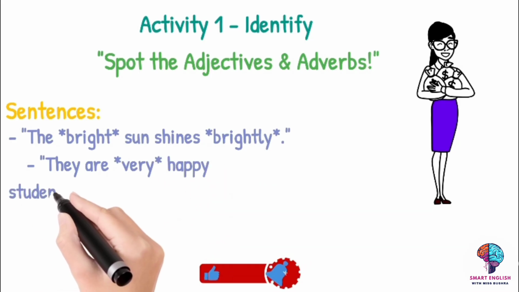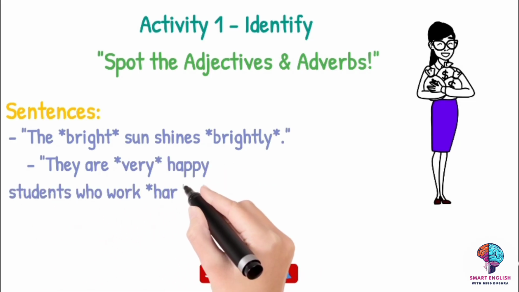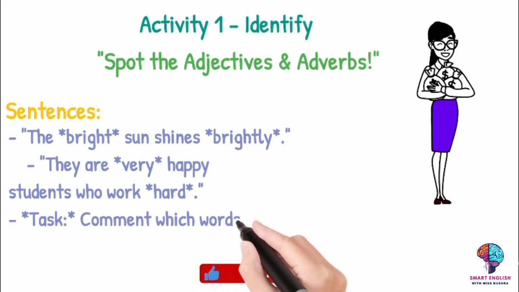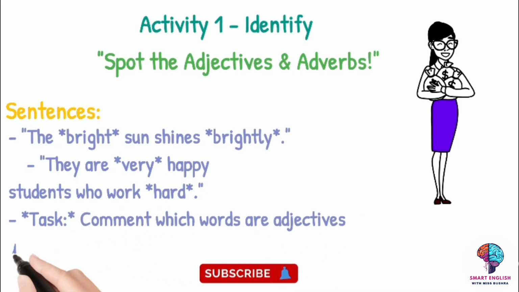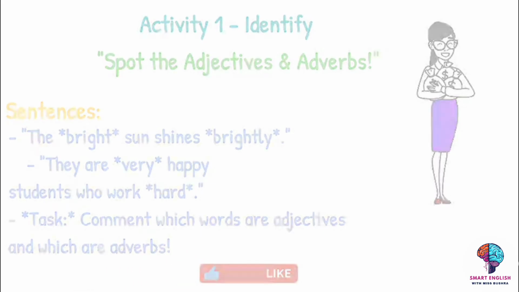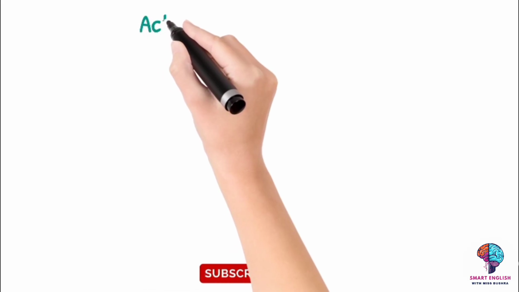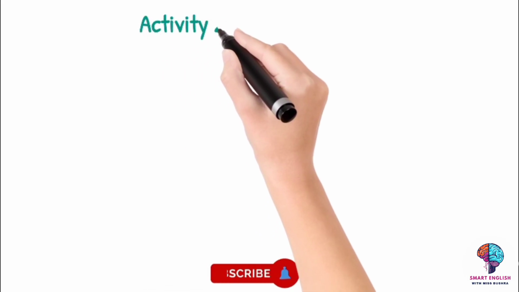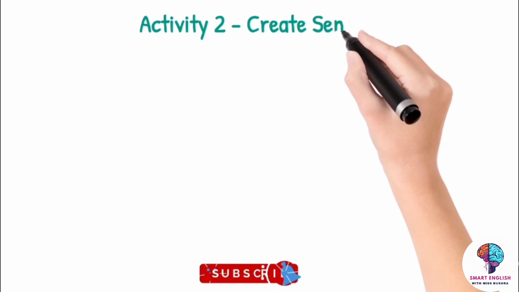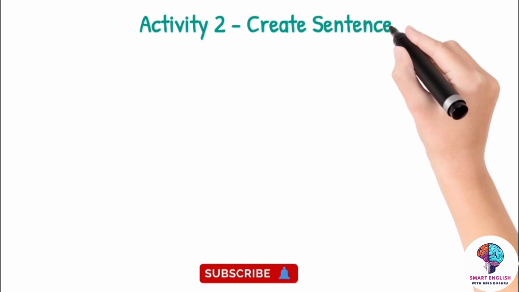Sentence: the bright sun shines brightly. The bright sun shines brightly. They are very happy students who work hard. You have to identify the adjectives or adverbs from this sentence and tell me in the comment section so that I can see how smart my students are.